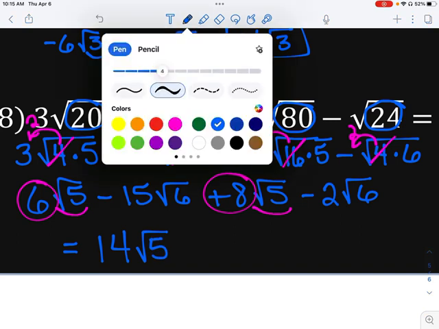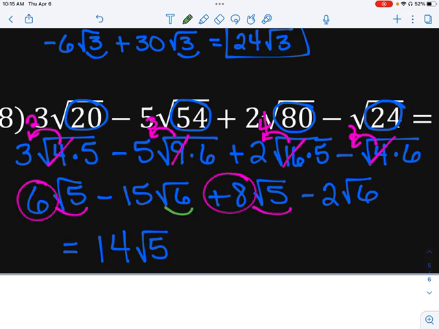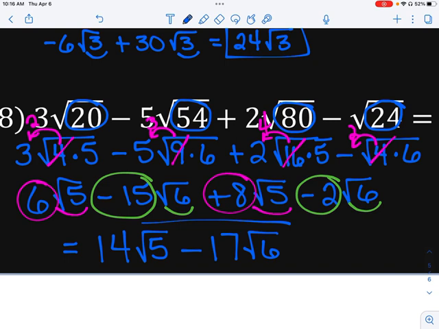Then I look and I say, okay, is there any others? And I have square root of 6 and a square root of 6. So I'm going to take the negative 15 and add to it a negative 2. And that's going to get me negative 17 square root of 6. And that would be my final answer.